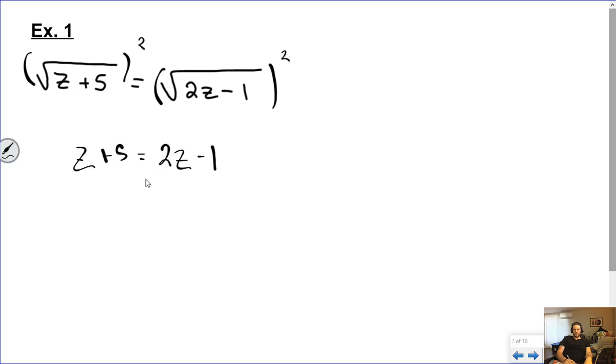So if I move my z over to the right-hand side, I'm left with z. If I move my negative 1 over to the left-hand side, I get 6. So then z is equal to 6.